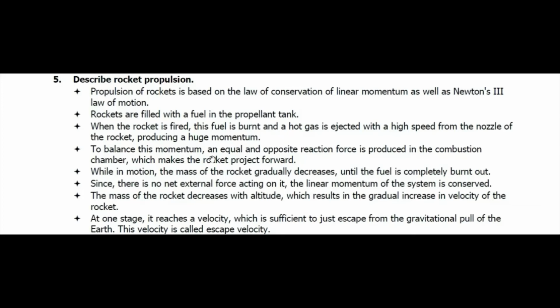To balance this momentum, an equal and opposite reaction force is produced in the combustion chamber, which makes the rocket project forward. While in motion, the mass of the rocket gradually decreases until the fuel is completely burnt out. Since there is no net external force acting on it, the linear momentum of the system is conserved. The mass of the rocket decreases with altitude, which results in a gradual increase in velocity. At one stage, it reaches a velocity sufficient to just escape the gravitational pull of the earth. This velocity is called escape velocity.